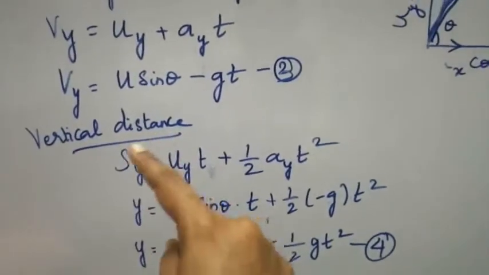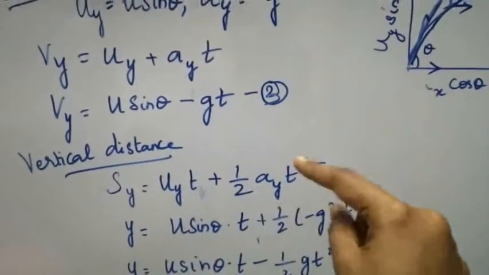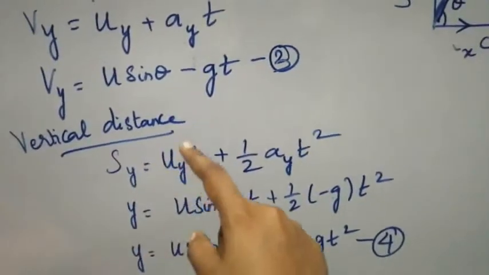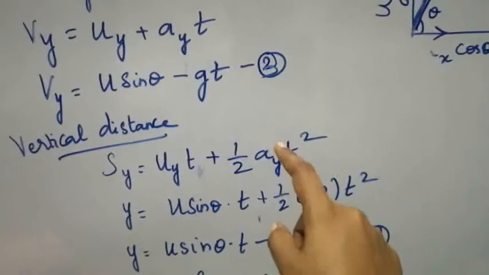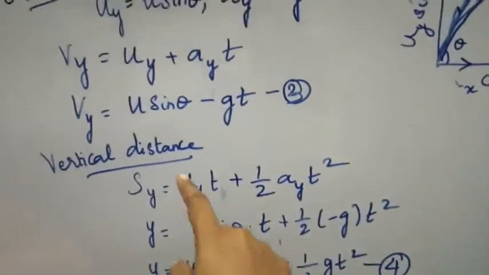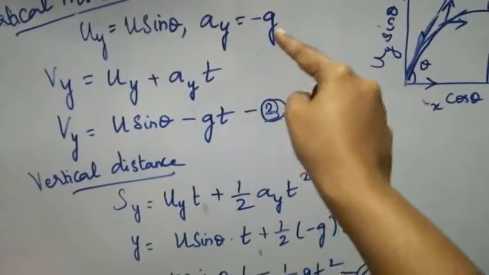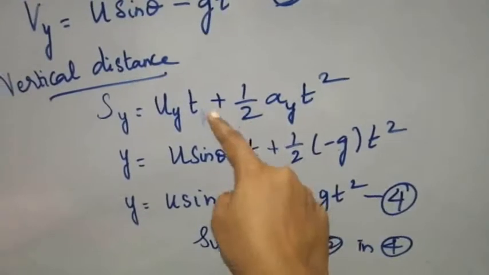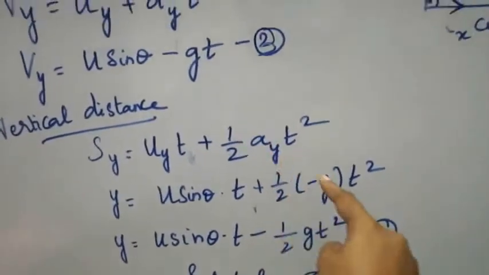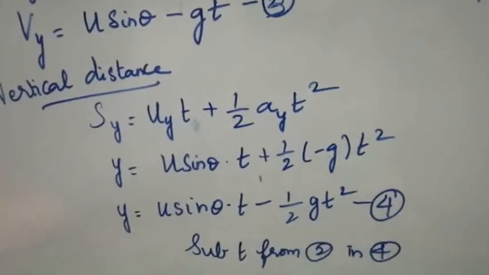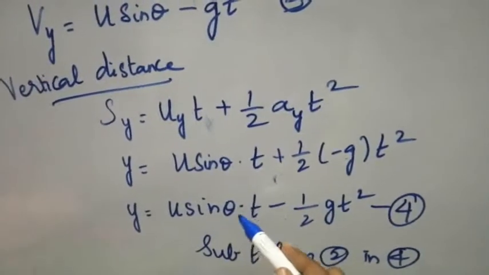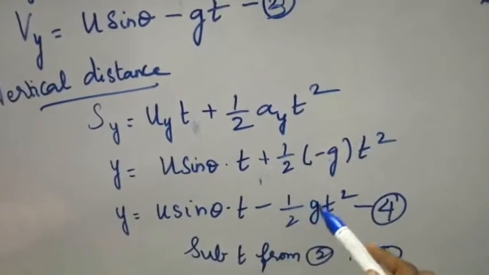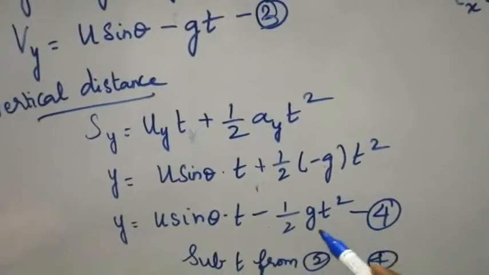And for vertical distance, just as for horizontal distance s is equal to ut plus half at squared, for vertical distance it is sy equal to uy into t plus half ay into t squared. So what is uy? u sin theta. What is ay? Minus g. Substitute here. So y is equal to u sin theta into t plus half, for ay it is minus g, into t squared. So y equal to u sin theta into t, and if you bring the minus outside, plus into minus becomes minus 1 by 2 gt squared. This is the equation number 4.